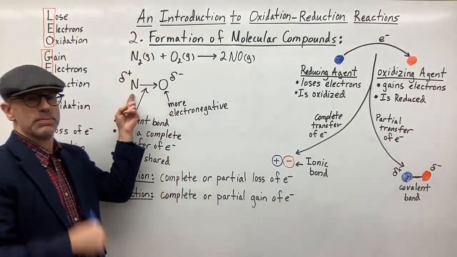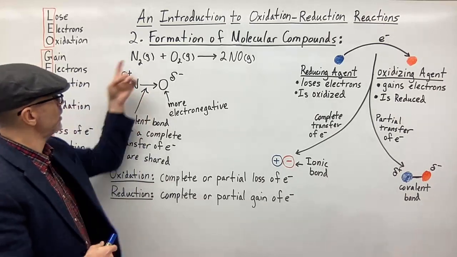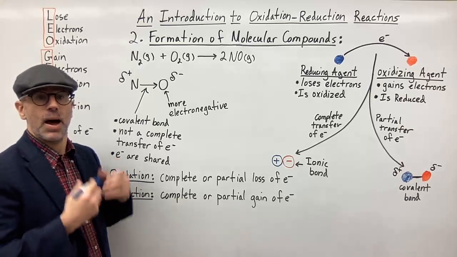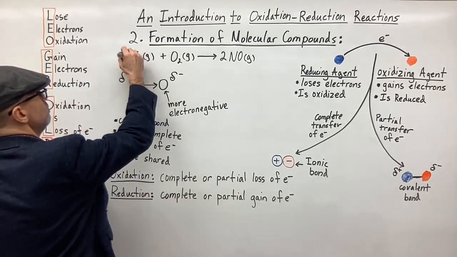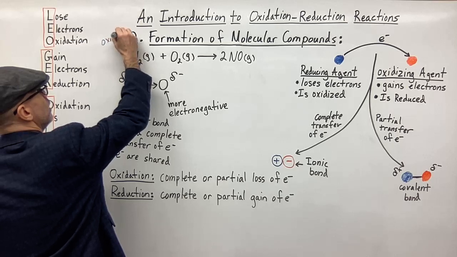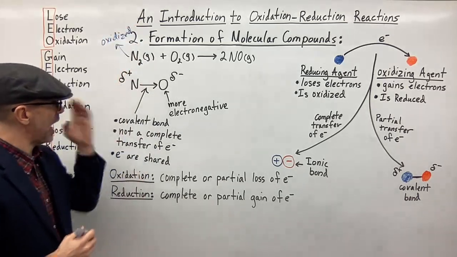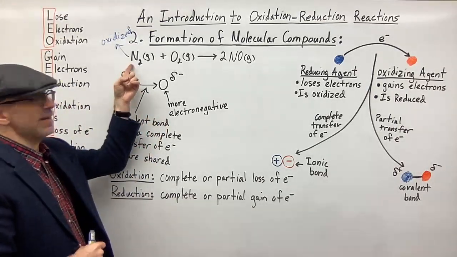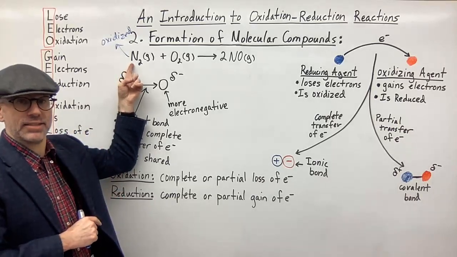So nitrogen is partially losing electrons, not completely, but partially. So in this case, nitrogen is losing the electrons, so it's undergoing oxidation. So N2 is being oxidized because it's partially losing its electrons. So not N2 itself, but the nitrogen atoms in N2 are being oxidized.